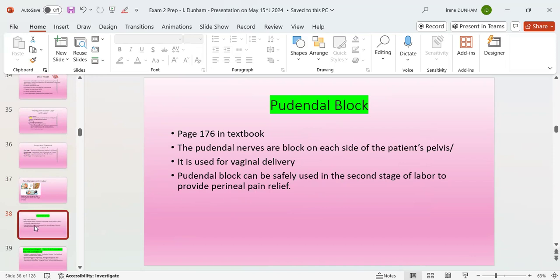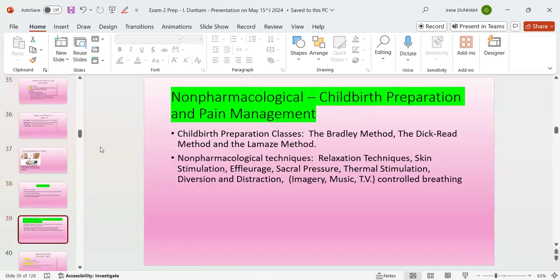Again, this is what we already went over, non-pharmacological. I know everybody's going to have a question on this. We've talked about relaxation. Skin stimulation would be like your effleurage and sacral pressure, which we talked about for OP position. Thermal stimulation, maybe some heat. Diversion and distraction. Imagery, I love imagery. We always tell the patient to bring their music.